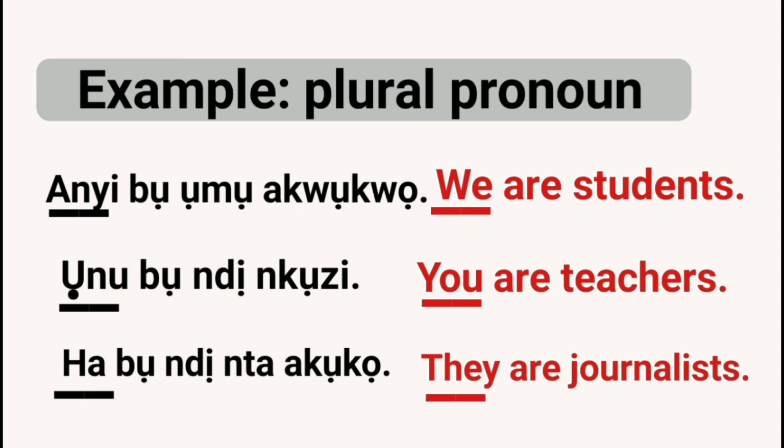Then the next example is ha. Ha bụ ndị nta akụkọ. Ha in English is they. Ha bụ ndị nta akụkọ. Ha bụ, that is, they are. All right? Ha bụ ndị nta akụkọ. They are journalists. Okay?